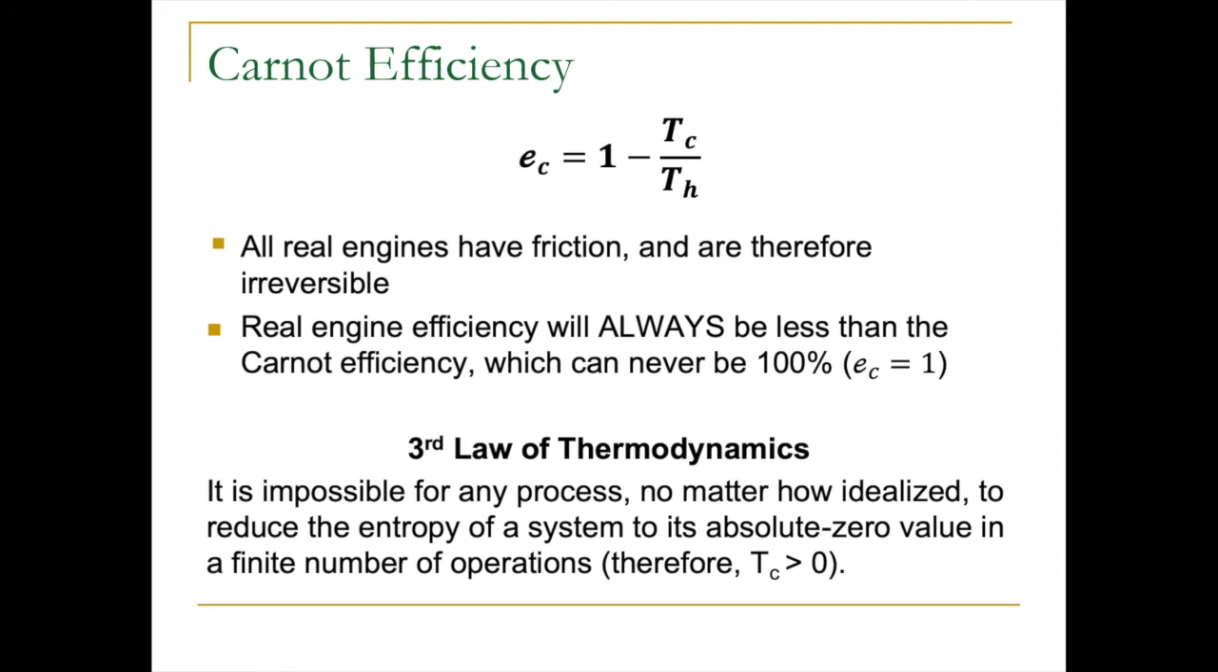It might be interesting to note that a Carnot cycle cannot be 100% efficient either, and that may not make much sense based on the idea that it's a reversible process where there's no energy dissipation. However, if we quote the third law of thermodynamics, the third law states that it's impossible to reduce the entropy of a system to its absolute zero value in a finite number of operations. Because of that, we can never take Tc down to absolute zero, so there will always be some fraction of Tc over Th that we have to subtract from this value of 1. So the efficiency of a Carnot cycle can be highly efficient, but it can never, by the laws of thermodynamics, be 100%.